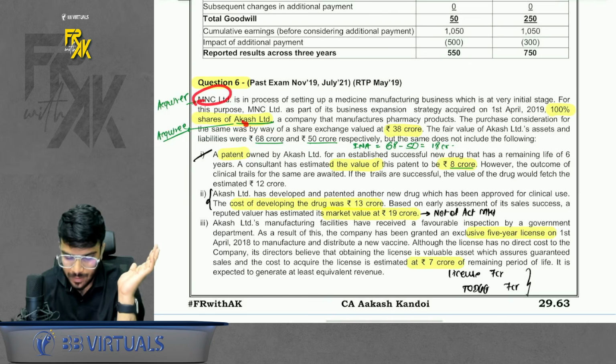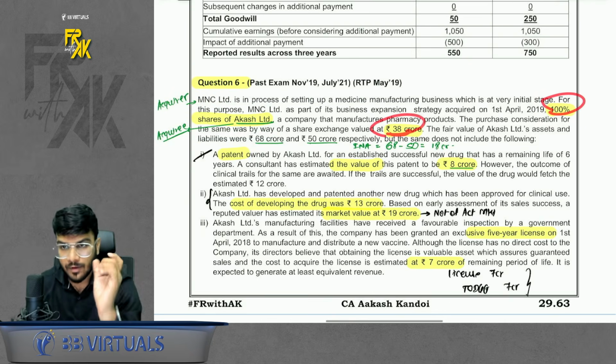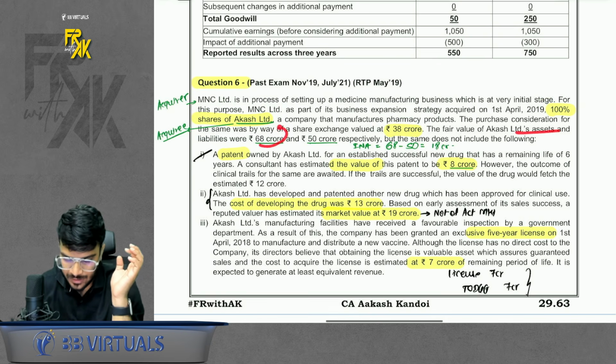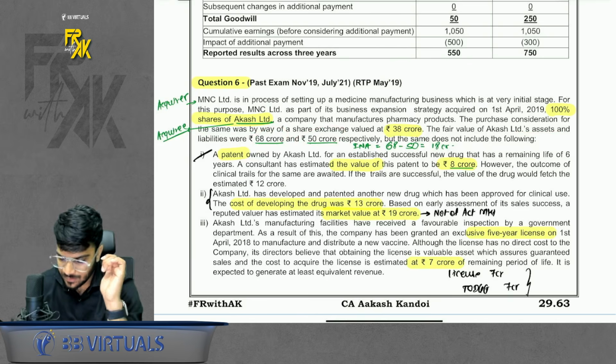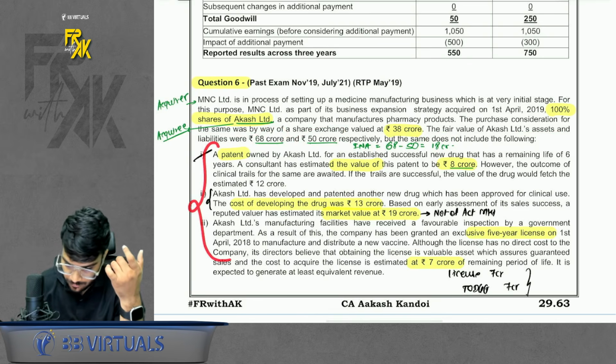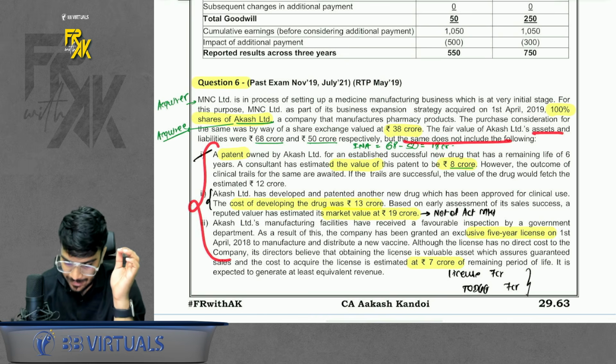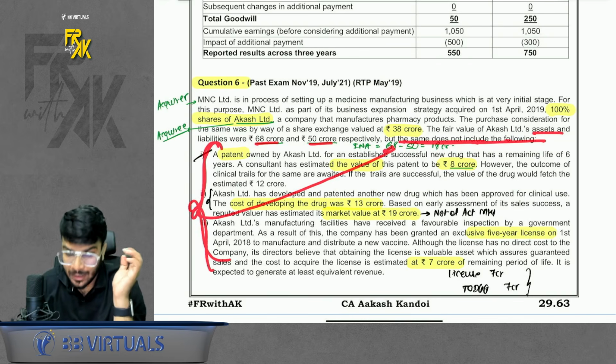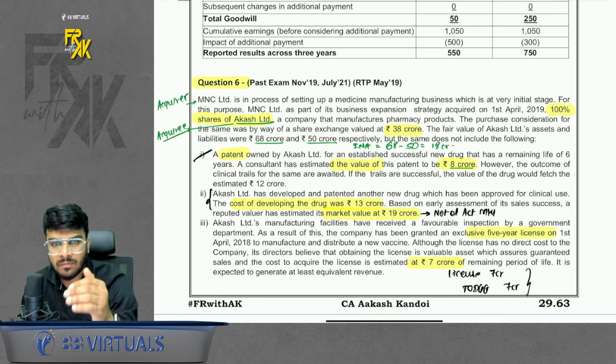So one company is acquiring another company 100%. The price paid was 38 Cr. Against that we are acquiring assets of 68 and liabilities of 50, so net assets were 18. Apart from these net assets, it is said that assets and liabilities were this much, but they do not include the following. These 3 are not included in your net assets. So if required, we will have to include them.